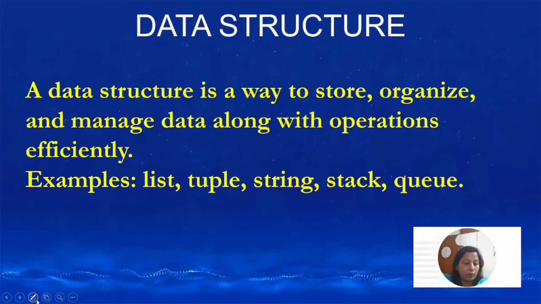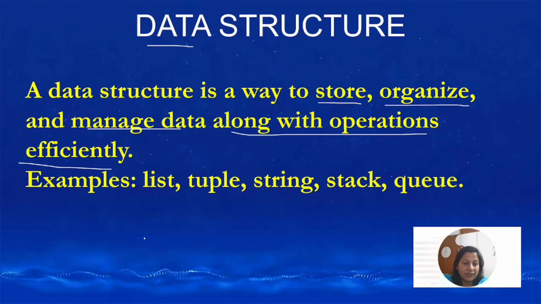So before going to the topic of stack, first I want to tell you what is the meaning of data structure. So data structure, it is a way to store, organize and manage data along with the operation efficiently. For example, in Python, we are having different data types, right? For example, if you are taking the numerical form, integer will be there, floating point, boolean, all this. So every data type will be arranged in the memory location in a different way.